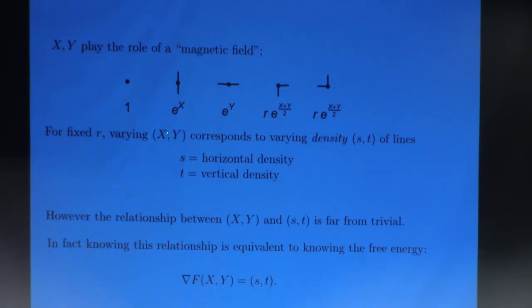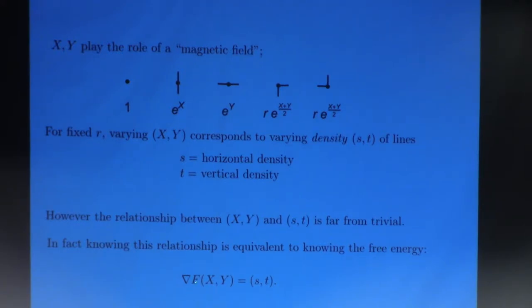There is a one-to-one correspondence between x, y and s, t. But the actual quantitative relationship between x, y and s, t is not at all obvious. If I add 1 to x, what happens to s? It depends on everything else. So that is the fundamental relationship which we need to find, because that will tell us the most important quantity about the model, which is the free energy.